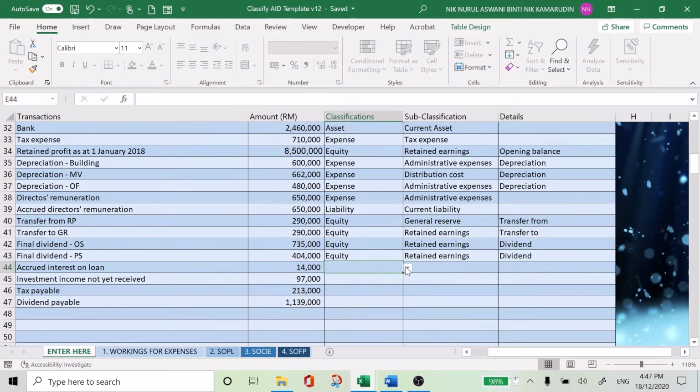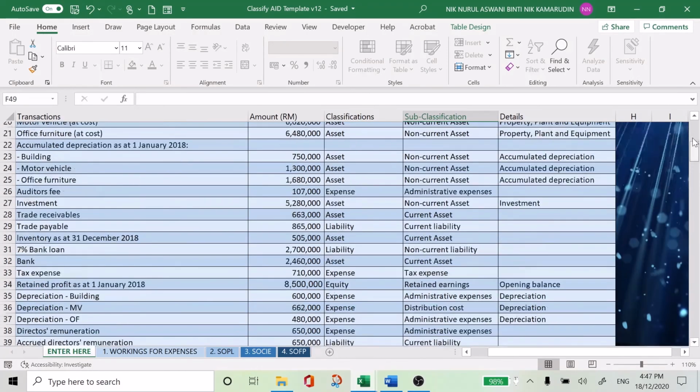Accrued interest on loan, that would be your liability. You have the financial obligation to settle interest on the loan to the bank. That's it. Investment income not yet received. You are supposed to receive the money, but you did not receive it yet, so that is your asset, current asset. Tax payable. You have the financial obligation to settle to the tax authority, current liability. Dividend payable, also current liability. That's it.